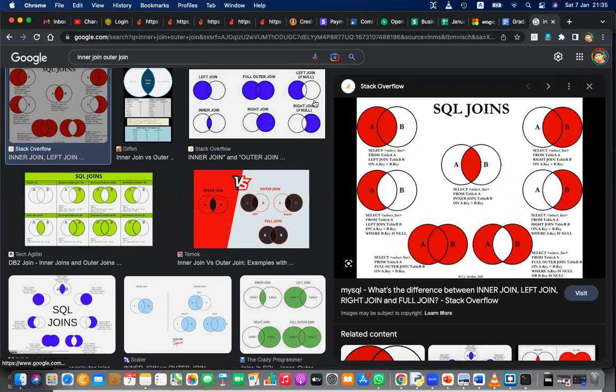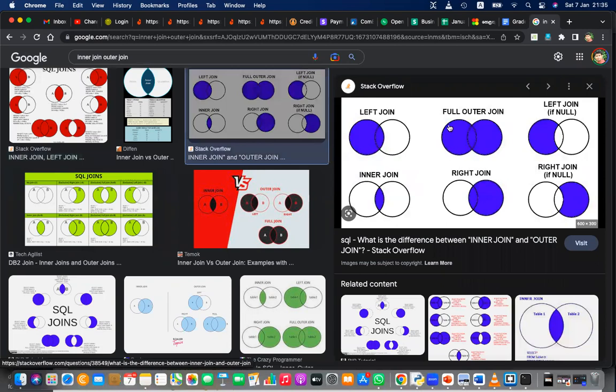I think this is more clear. Full join means taking all the rows from the first and all the rows from the second. It will basically multiply the first by the second. Let's say there are 2 rows in the first and 3 rows in the second. There are 2 into 3 rows, so altogether 6 rows appear.